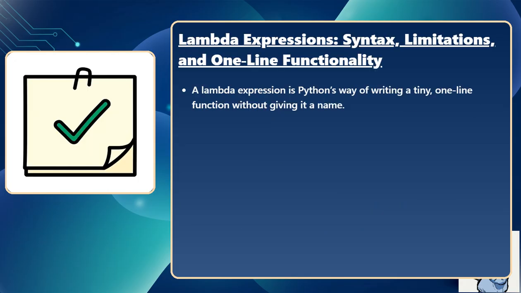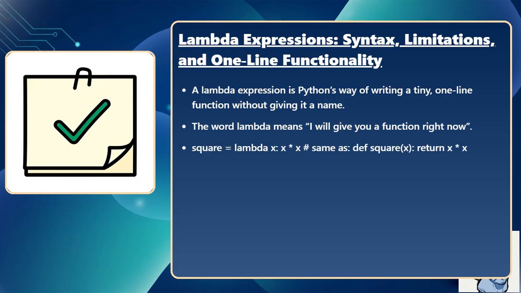A lambda expression is Python's way of writing a tiny one-line function without giving it a name. The word lambda means, I will give you a function right now. square = lambda x: x * x, same as def square(x): return x * x. print(square(5)), result 25.